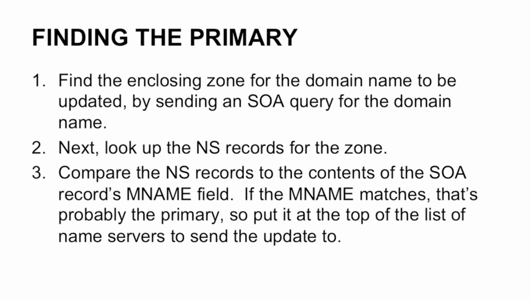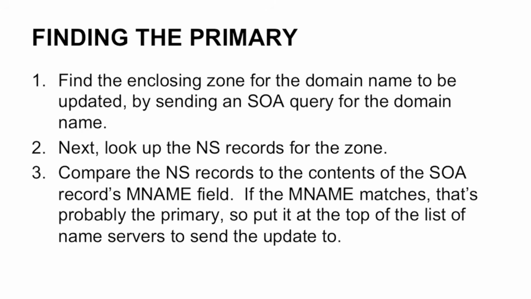Now, the updater can't just send the update anywhere. Only the primary name server for a zone can update that zone. So updaters follow a process to try to ascertain which name server to send an update to. First, they find the enclosing zone for the domain name to be updated. They do this by sending an SOA query for the domain name that they're trying to update. If the domain name is the name of a zone, this will return the zone's SOA record. If the domain name is just a name in the zone, this will return a negative response, but the authority section of that negative response should include the enclosing zone's SOA record. Either way, you figure out which zone that domain name is part of.